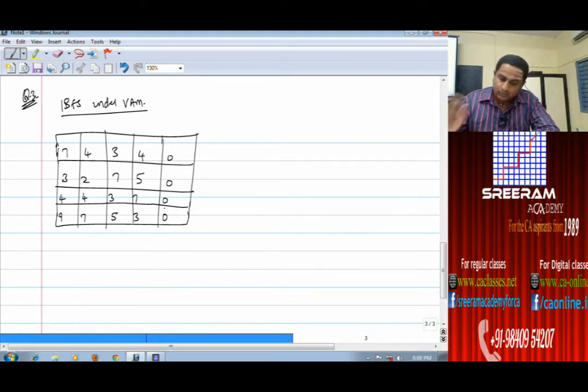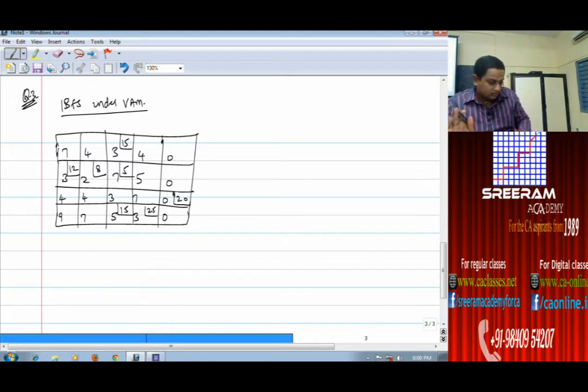In the first row where we made allocation: 3, 15. Then second row: 3, 10, 12, 2, 8, 7, 5. Then third row: 0, 20. Fourth row: 5, 15, 3, 25. That's all. Check it up.